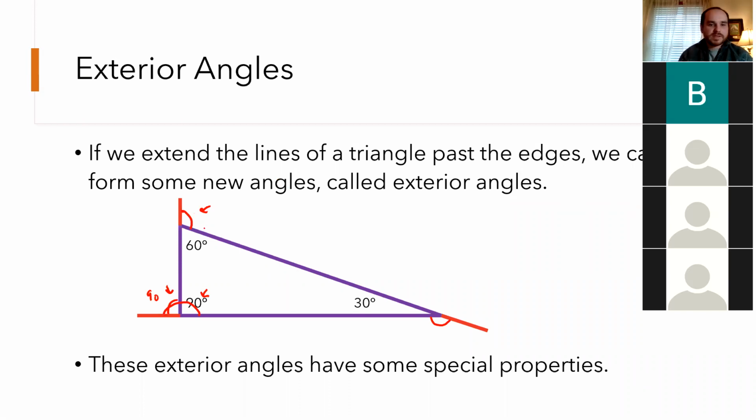All right, so yeah, these are also supplementary, which means they add up to 180, so this one is 120. And then what about this angle right here and the 30-degree angle? Yep, also supplementary. So this one would then be 150 degrees. So that's one of the special properties.